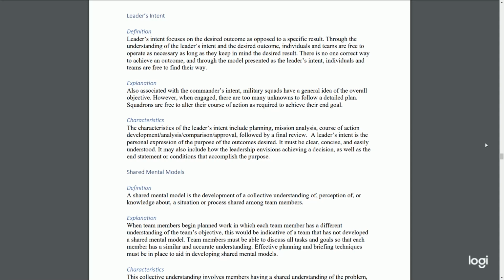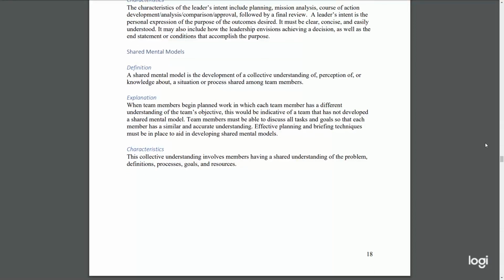Team members must be able to discuss all tasks and goals so that each member has a similar and accurate understanding. Effective planning and debriefing techniques must be in place to aid in developing shared mental models. Characteristics. This collective understanding involves members having a shared understanding of the problem, definitions, processes, goals, and resources.